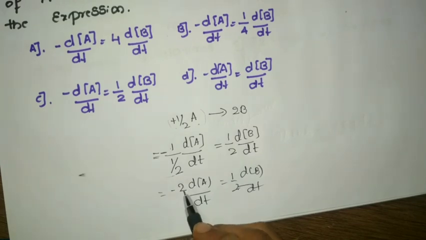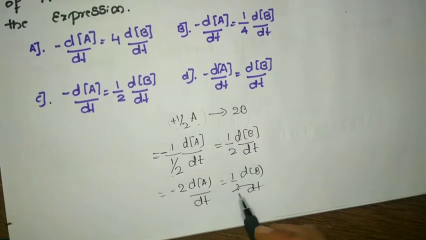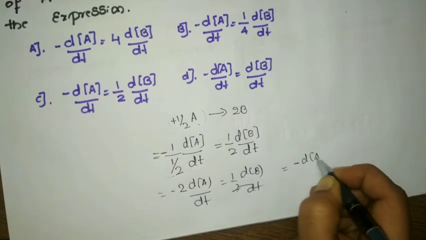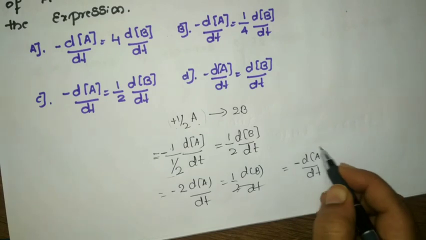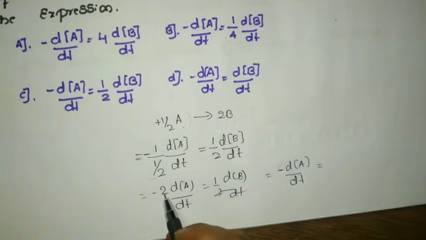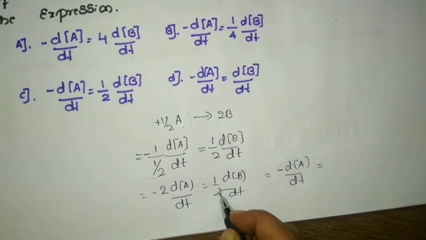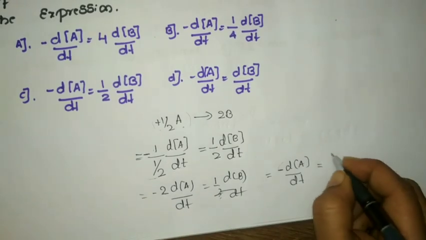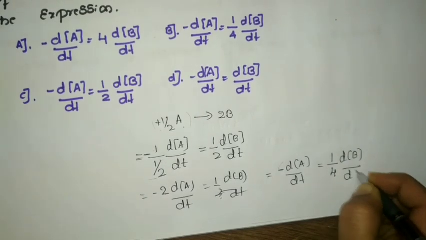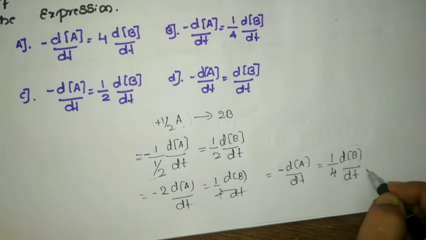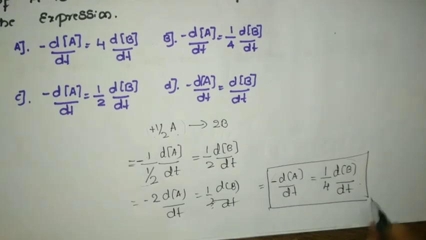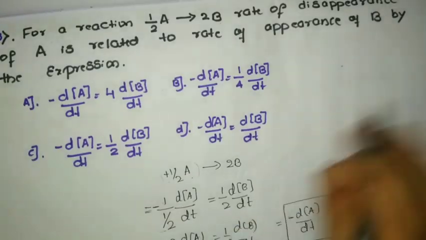Okay, so we could take 2 over here, or we could take 2 over here. What happens? Minus dA by dt, this is the rate of disappearance of A, is equal to this 2. I'm multiplying over here, 2 into 2, that is 1 by 4 dB by dt. This is the rate of appearance of B. So you can check this rate expression with the 4 options they have given.